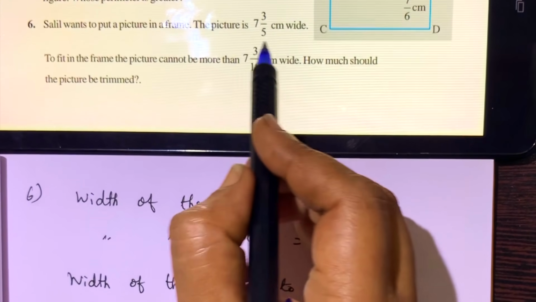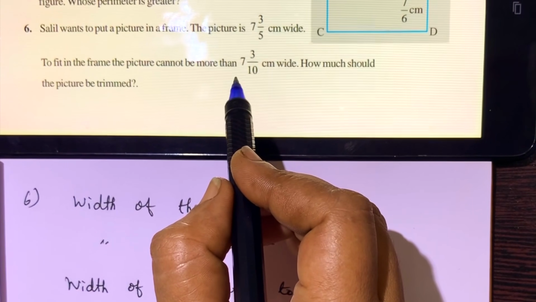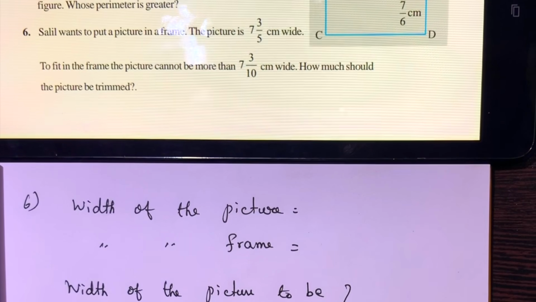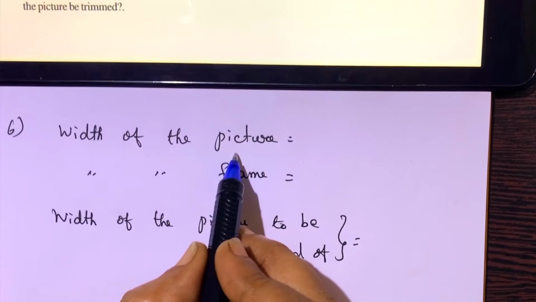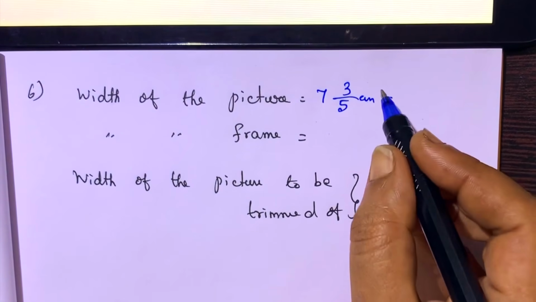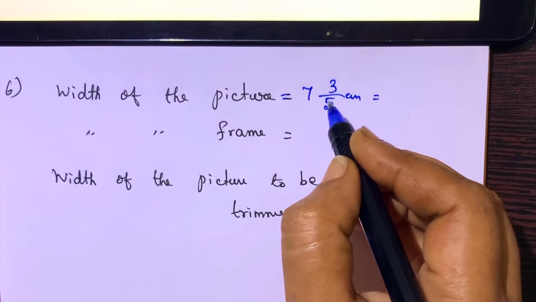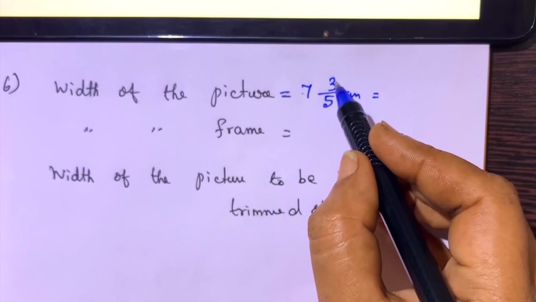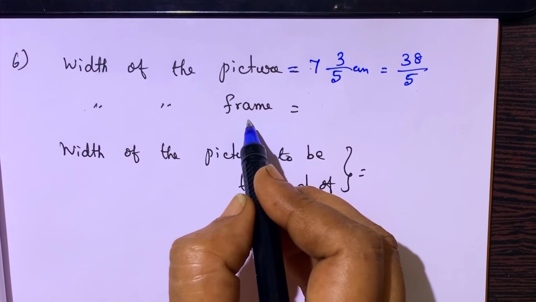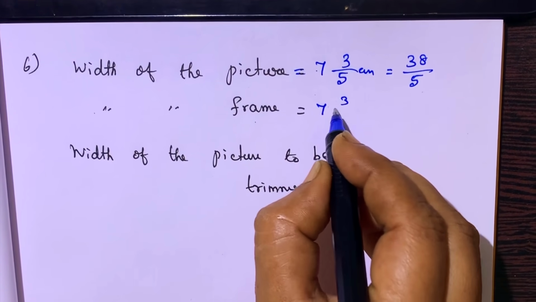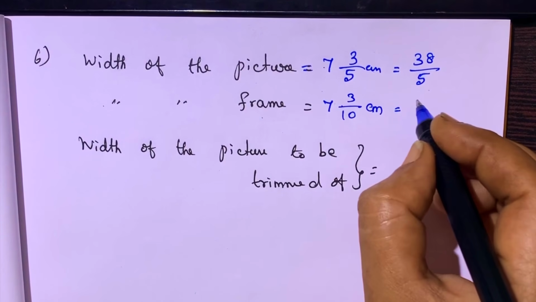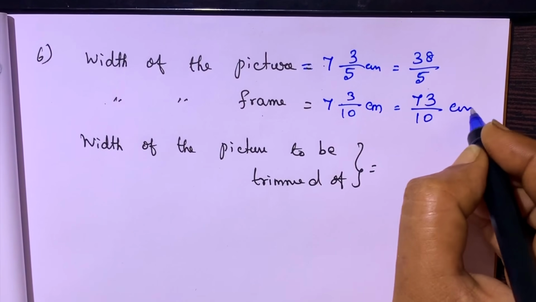Here they have given one measurement, here they have given another measurement, so you have to subtract one from the other. Now I have written the steps. Width of the picture is 7 3/5 centimeter, a mixed fraction. When you convert to an improper fraction, 35 plus 3 is 38/5. Here the width of the frame they have given is 7 3/10 centimeter, which is 70 plus 3 is 73/10 centimeter.